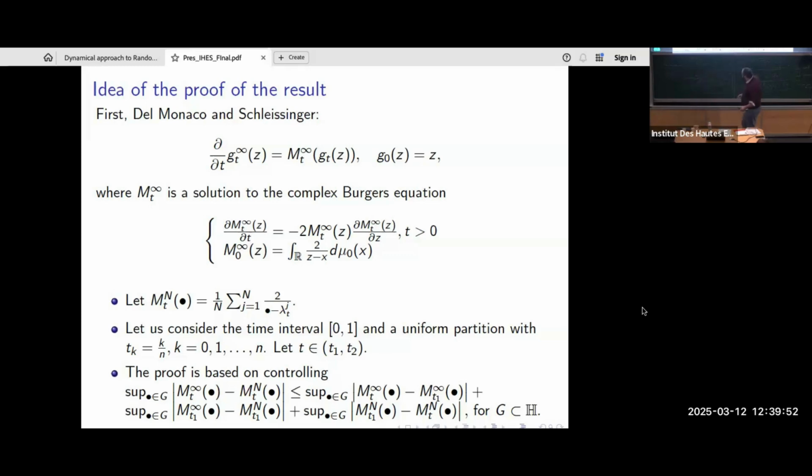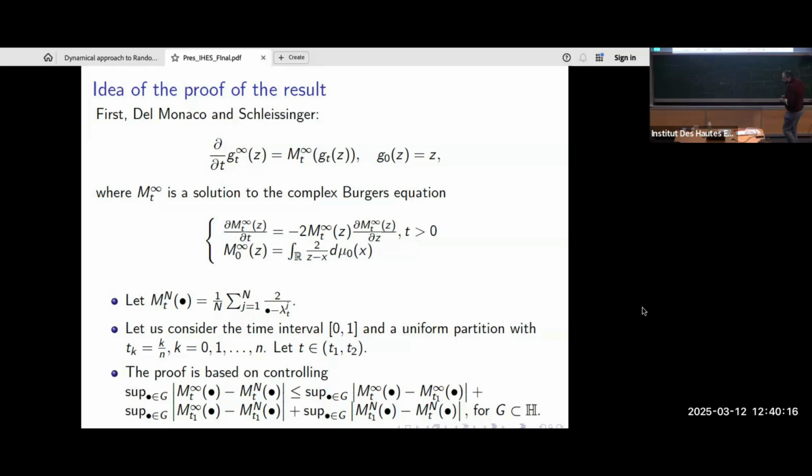And what I'm saying here, I'm going to put a black dot here, and I'm going to call this right-hand side M_t^N of the following dot. So this right-hand side is M_t^N. This is the right-hand side of my multiple Loewner differential equation, M_t^N of the dot, evaluated at this point.